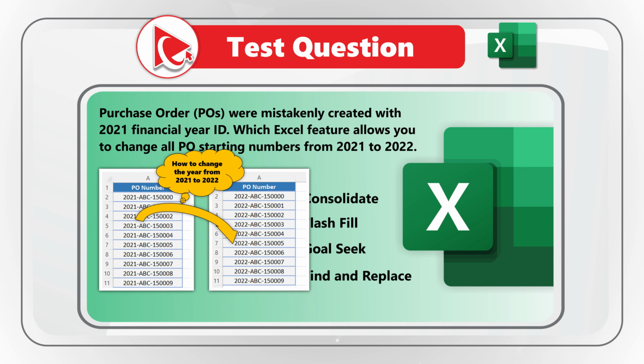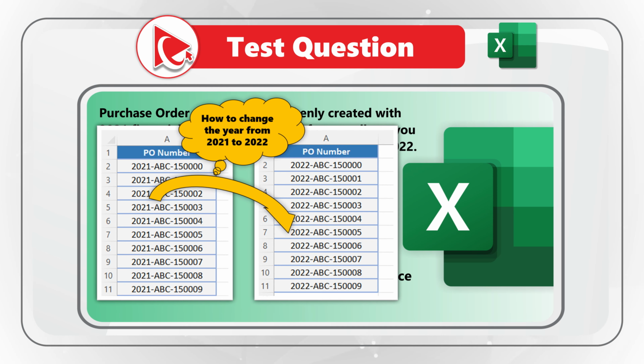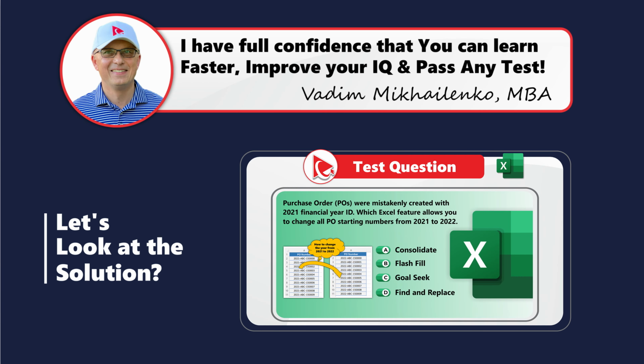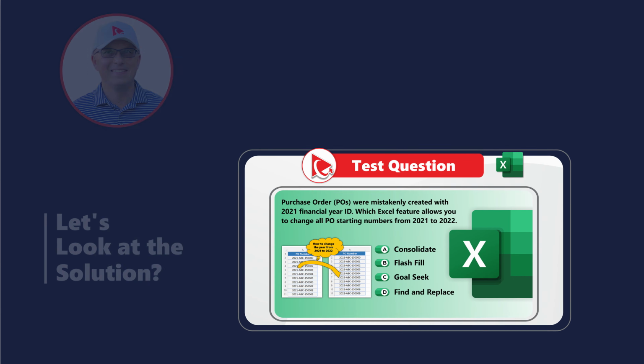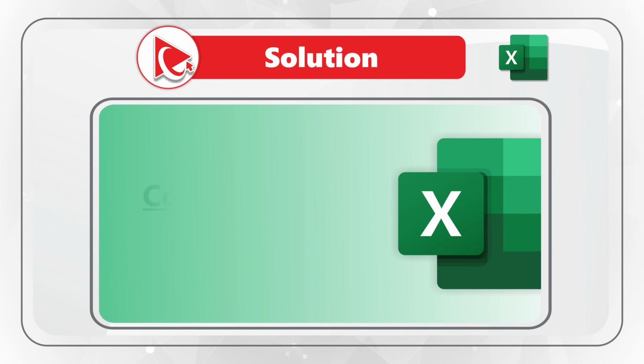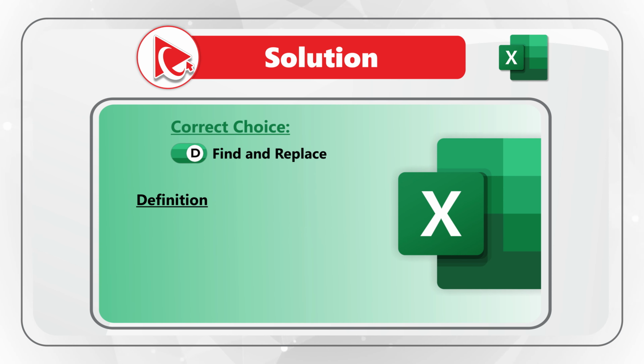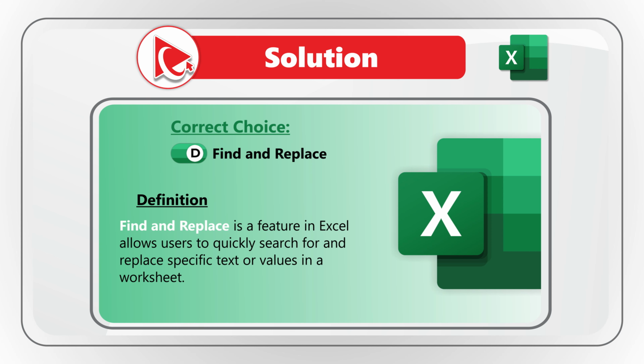Take a close look at the purchase order numbers in Microsoft Excel and see which feature would you choose to complete the action. Did you figure it out? I am moving forward to share with you my version of the solution. And obviously, if you have a better way to solve it, please make sure to post in comments. I believe the correct answer here is choice D, find and replace, because find and replace feature in Microsoft Excel allows users to quickly search for and replace specific text or values in the worksheet.